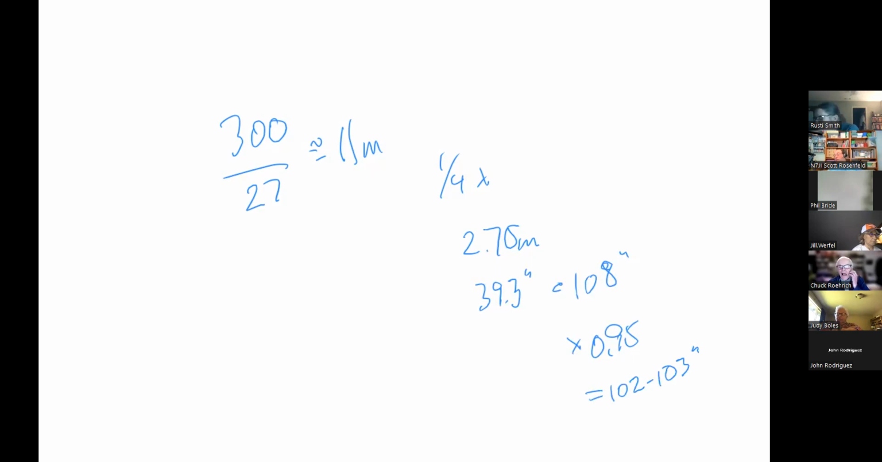This is one of those things you'll be doing. This is how you figure it out. Okay, well there you go. That's why it's a 102-inch whip.